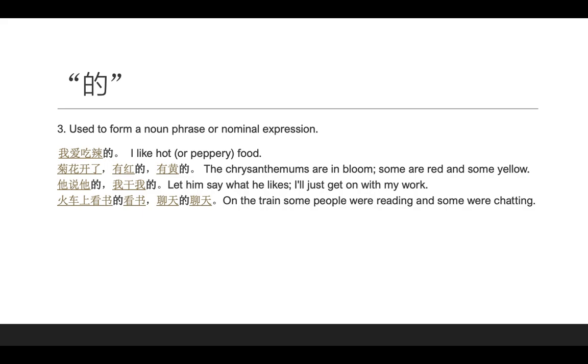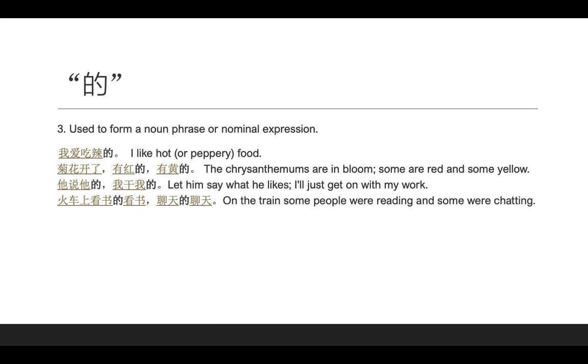But to avoid the repetitions, we tend to give the 的 after the adjective to make this adjective into a noun. So 红的, in this context, it will mean like you have the red flower and you have 黄的 yellow flowers. 他说他的，我干我的。他说他的 So actually 他说他的什么呢？他说他的话，对不对？ He says what he likes.